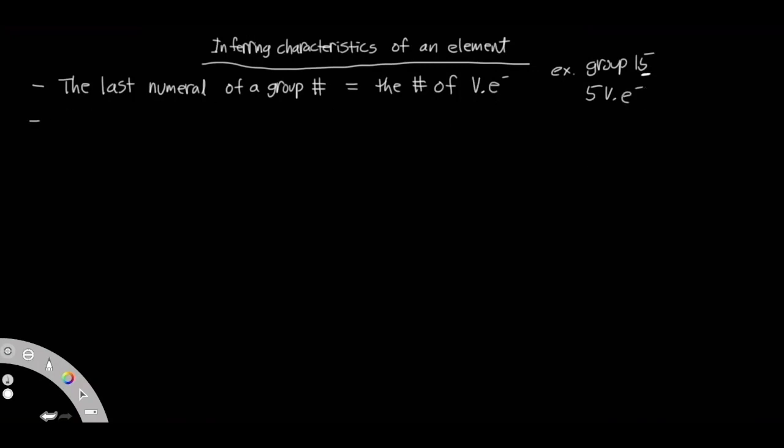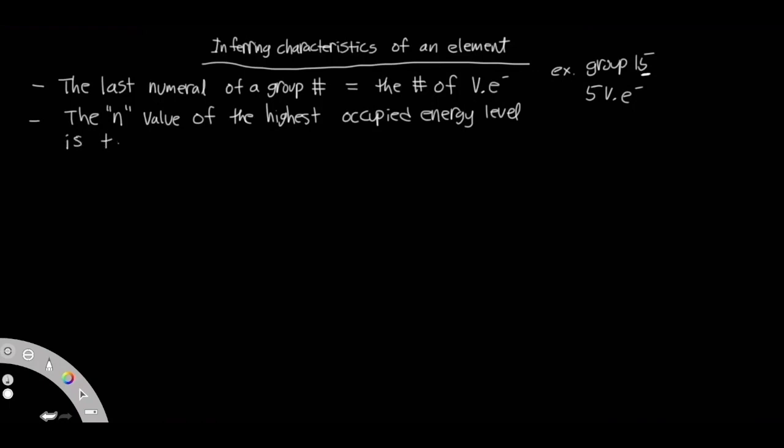Now we got the second rule. The N, also known, you should know this by now, the principal quantum number. The N value of the highest occupied energy level is the period number. And you should already know this by now. Example, if N is equal to 6, then the period number equals 6. Simple as that.